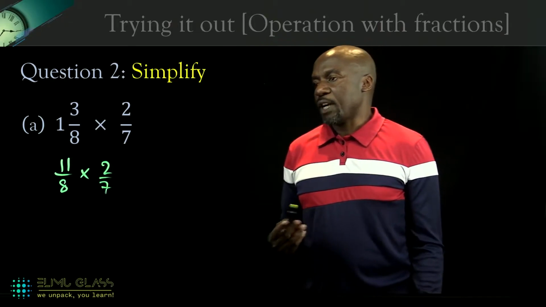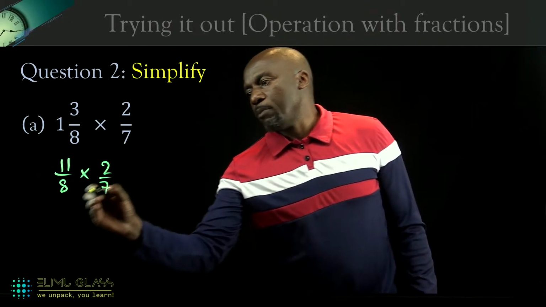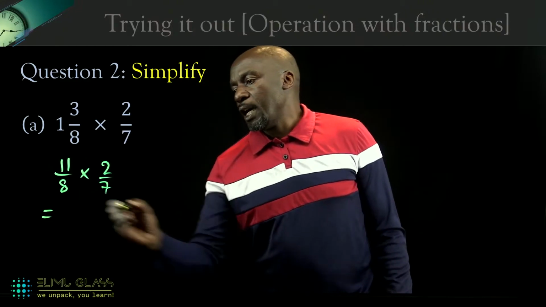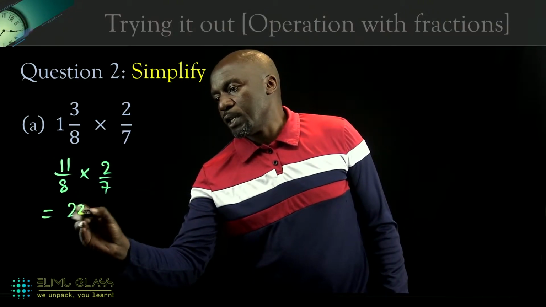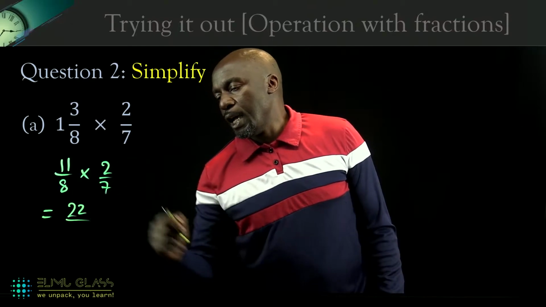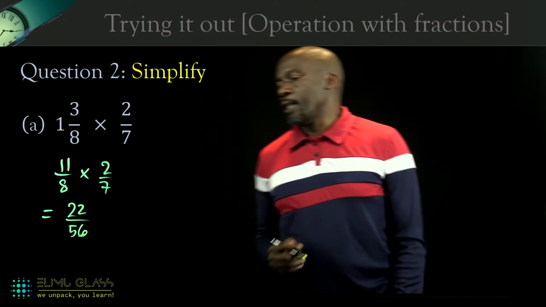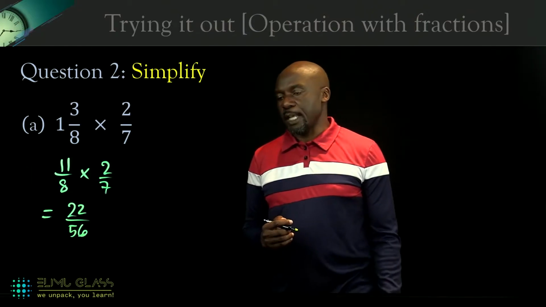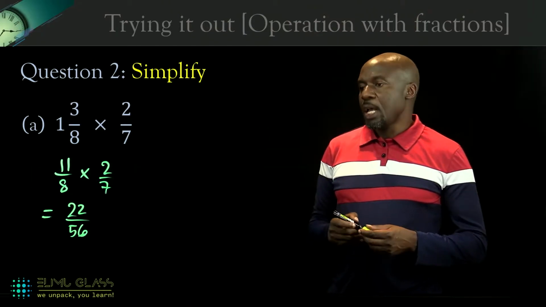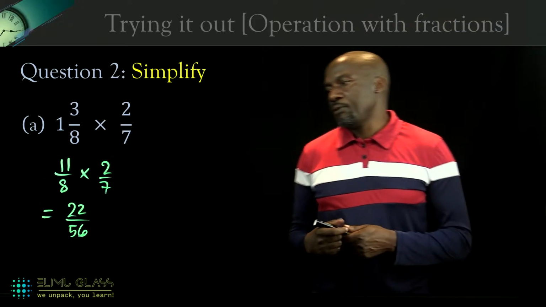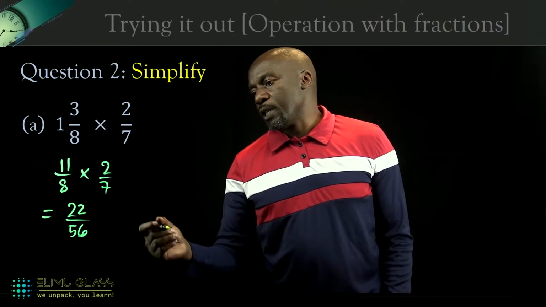When we are multiplying fractions, it's straightforward. You simply multiply the numerators and multiply the denominators. So 11 times 2 is 22, and 8 times 7 is 56. And so our answer there is 22 on 56. This is a proper fraction, and we can leave it as it is. Or if you like, we can divide both sides by 2.